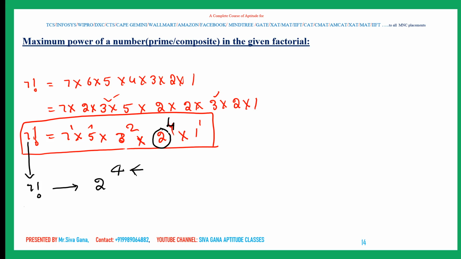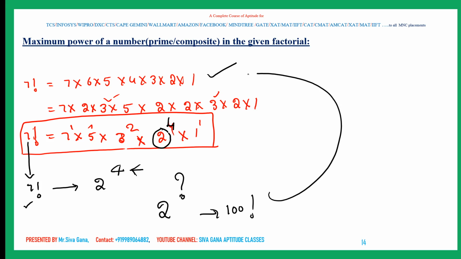Now, as 7 factorial is a smaller value, we can do this question manually. For example, if the question is, what is the maximum power of 2 in 100 factorial? It takes a really long time to calculate if you go by this manual process. Now how to answer this question? We are finding the maximum power of a number in the factorial. The process is this one.